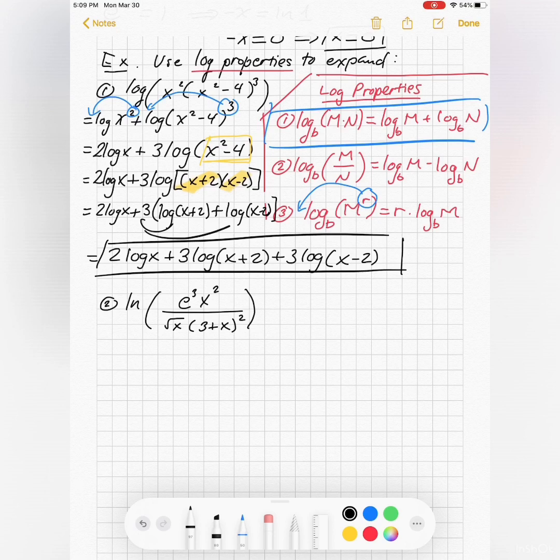So how do I know when I'm done? Well, I have 3 rules to look at. I have one rule for if I have a product or a quotient inside of a log, or an exponent inside of a log that I can bring to the front. Looking at my expression here, inside these logs, I do not have any products, quotients, or exponents that I can bring to the front. So I'm done.